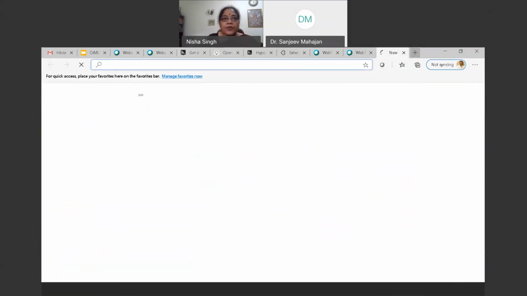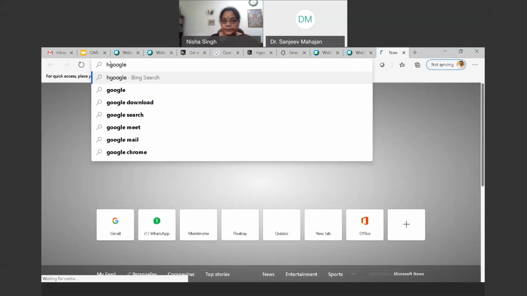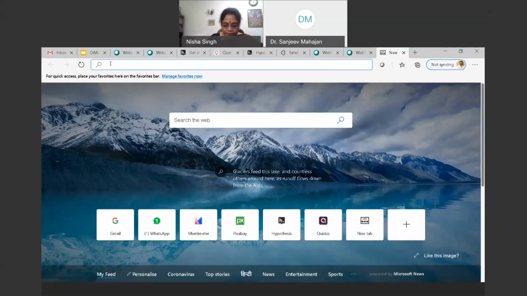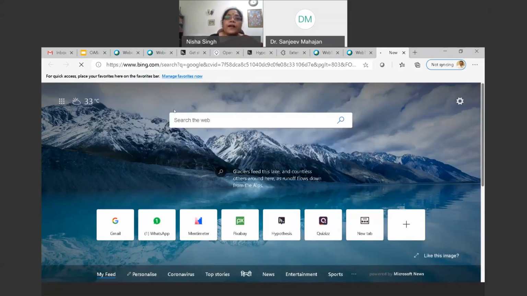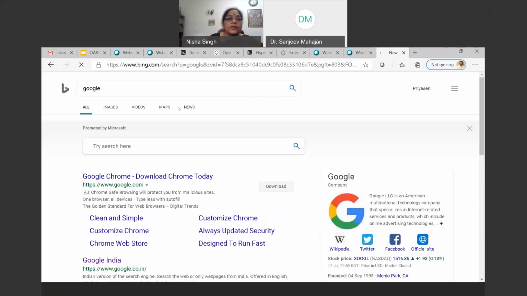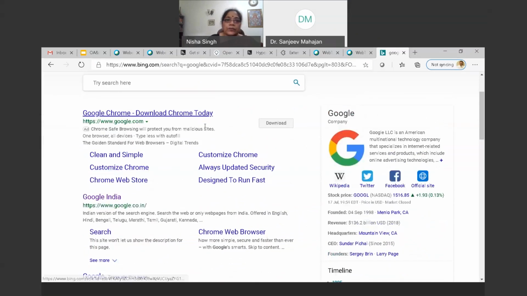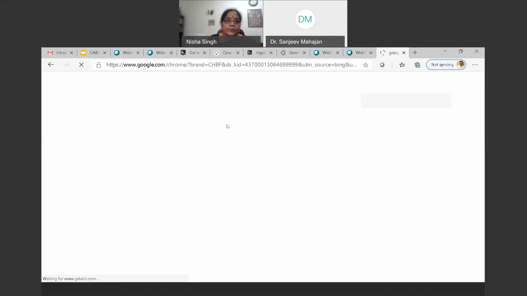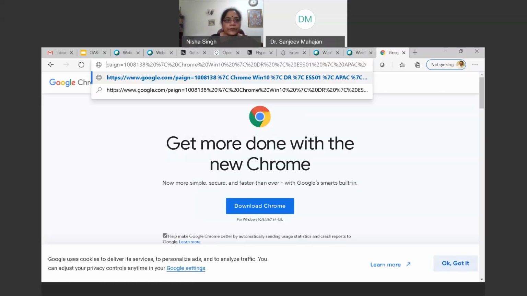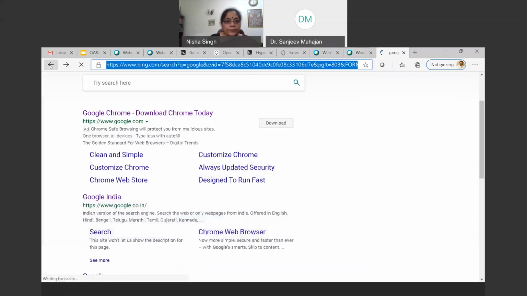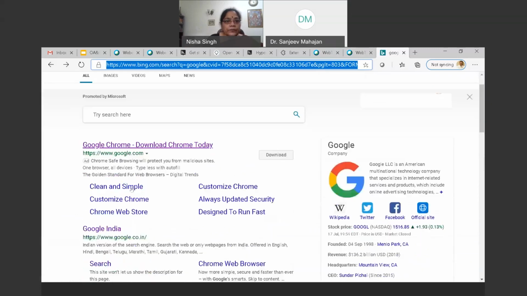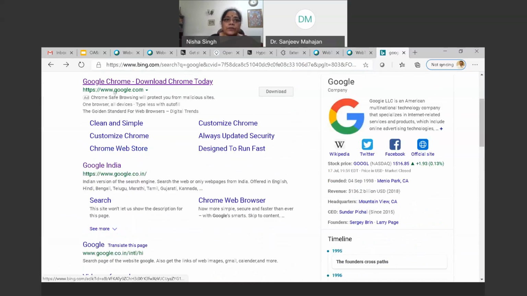I'm sharing my browser. So even if you go to Google, and you want to find open education resources, basically, you just go to Google India, Google Chrome, google.com. What's happening today? I just go to google.com.